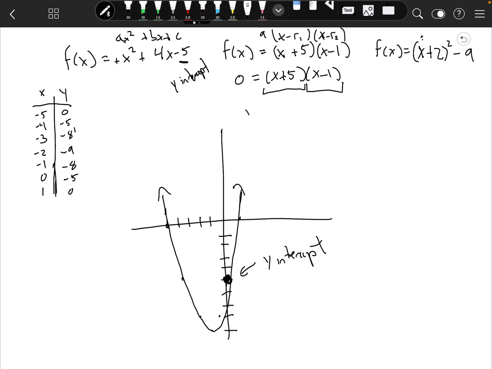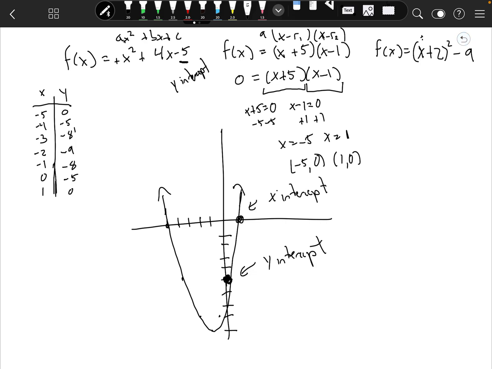So we could rewrite this. We could say x plus 5 is going to equal 0, or x minus 1 equals 0. So you subtract 5 from both sides, or add 1 to both sides, and x equals negative 5, or x equals 1 when y is 0. Negative 5, 0, 1, 0. So hopefully you can see the x-intercepts from that.